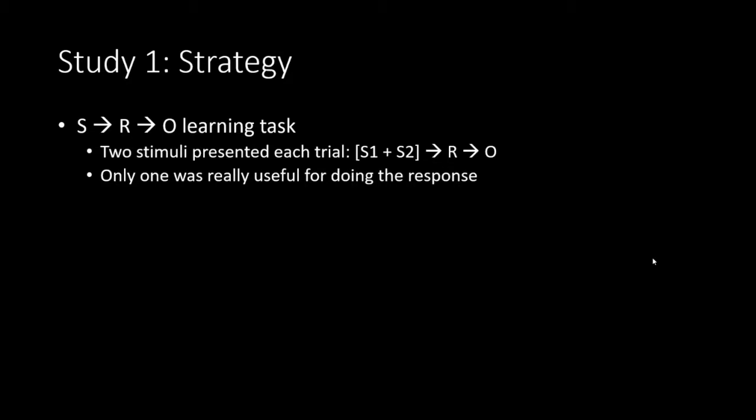So in this experiment, what we did was manipulate the outcome value and also the response information that each stimulus carried. So there are two factors here. For that, we have this stimulus-response-outcome task. But in every trial, we presented two different stimuli. We'll see that in the task in one second. From this pair of stimuli, only one was relevant in order to know which response was correct. So the other was redundant, okay?